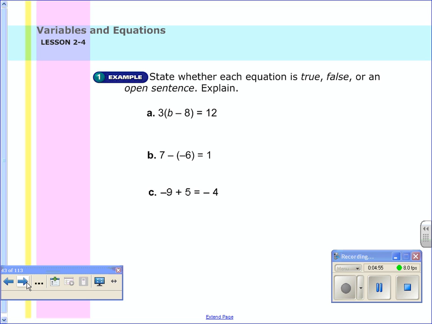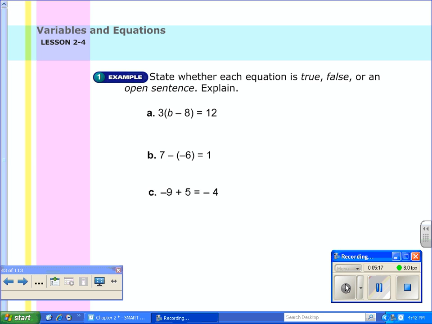So, state whether each equation is true, false, or an open sentence. Then explain. So what I want you to do basically is take a look at A, B, and C, and then decide, is it a true sentence? Is it false? Or if it has that variable, write that it's an open sentence. Go ahead and do these 3 problems now.